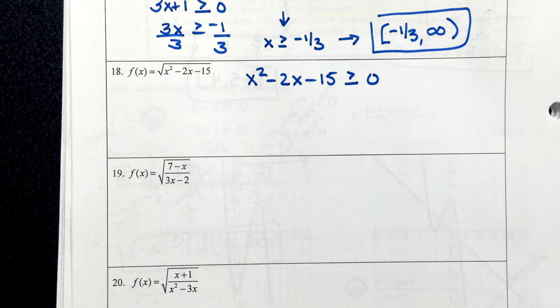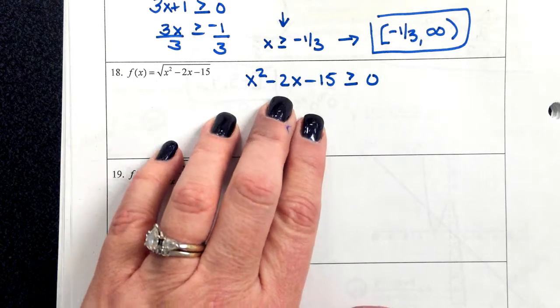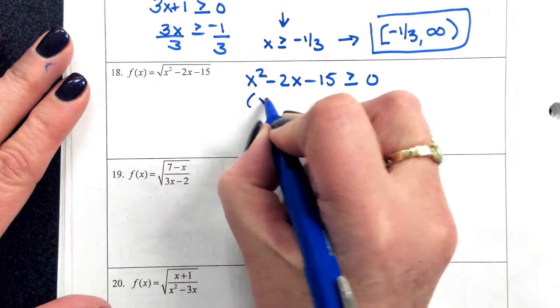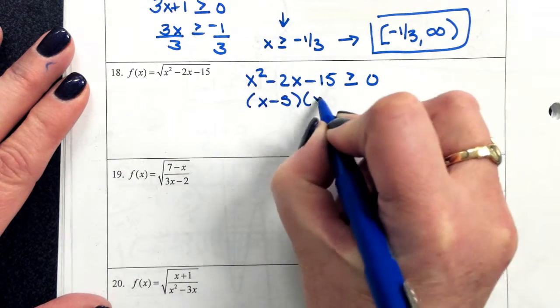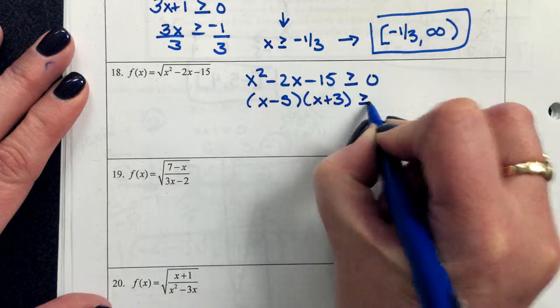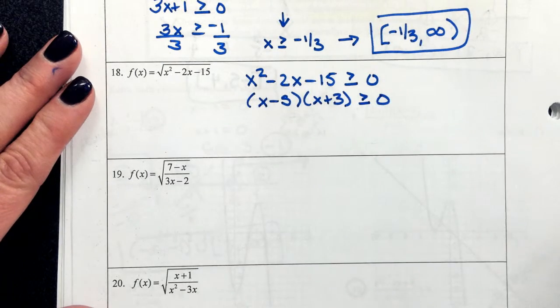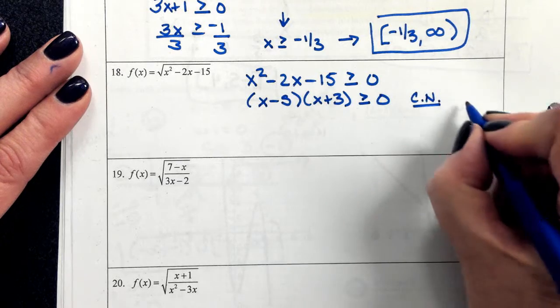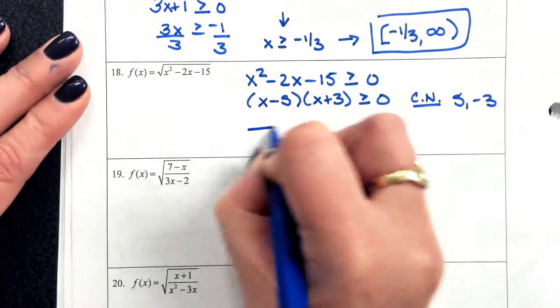So now this goes back to what you had practice doing last night for homework. These are your quadratic inequalities. What are we going to have to do with the left-hand side? We're going to have to do what? Factor it. So that's going to factor into x minus 5 times x plus 3, greater than or equal to 0. So then what are your critical numbers going to be? Your critical numbers will be 5 and negative 3.